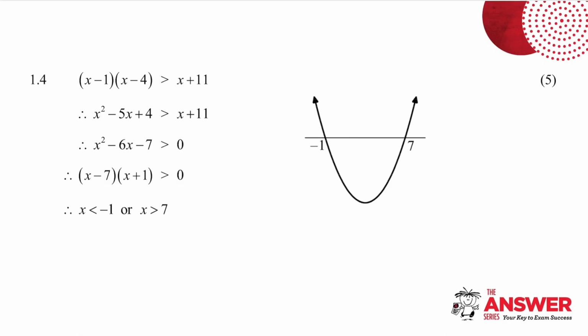Number 1.4 is a quadratic inequality. The first thing I do is multiply the brackets. I then set up my quadratic, which I factorize. I have a positive x squared, so my graph looks like this, with zeros of minus 1 and 7. I want where this is greater than 0, in other words, that part and that part. So it's when x is less than minus 1, or when x is greater than 7.